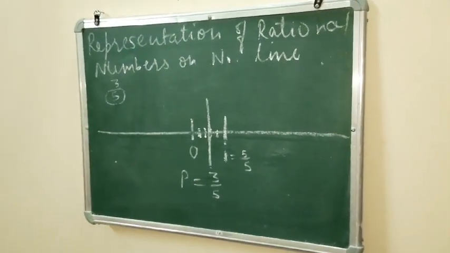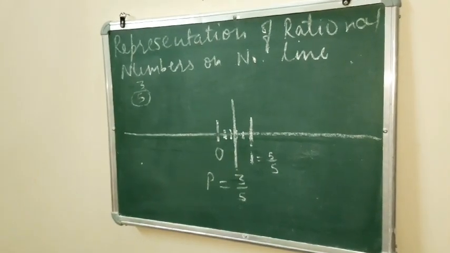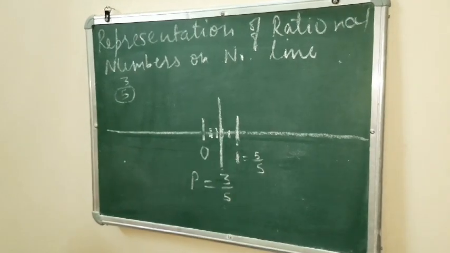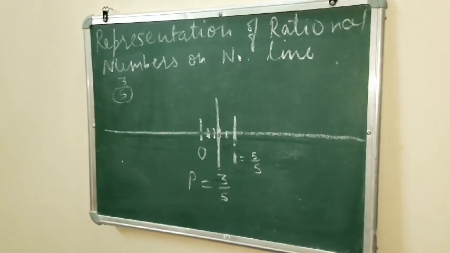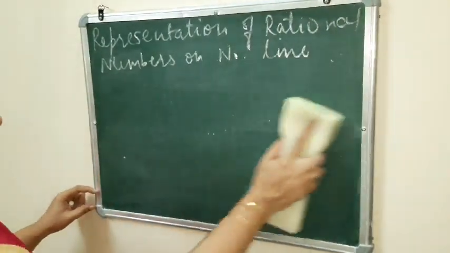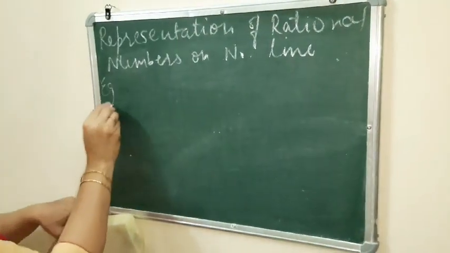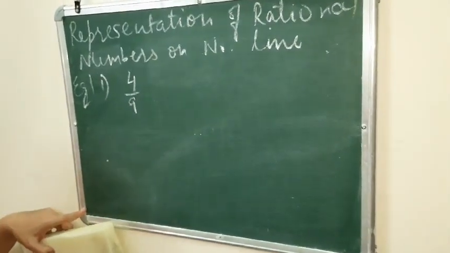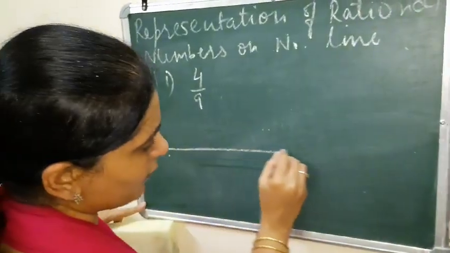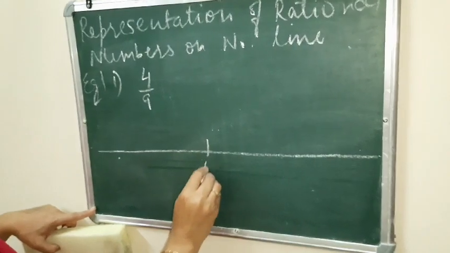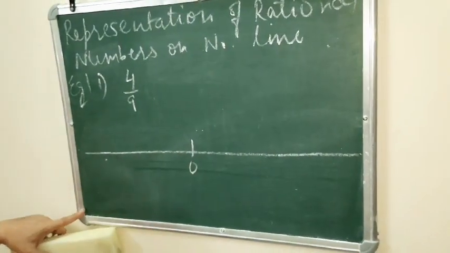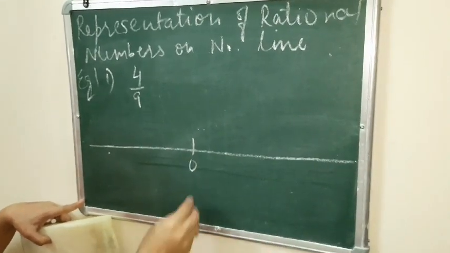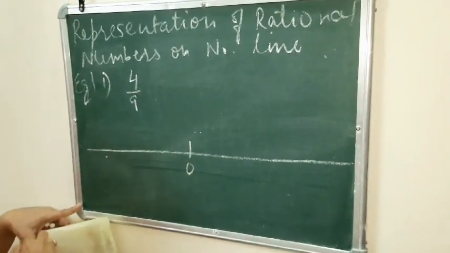Let us take 1 or 2 examples of this. Let me take the first example. Example number 1. Represent the rational number on the number line, and the rational number given is 4 upon 9. So example number 1, first part is 4 upon 9. Now how to mark this? Again you will draw a straight line. Center is 0. Now as your rational number is given positive, so we will move on to the right side and just see what the denominator is, 9.